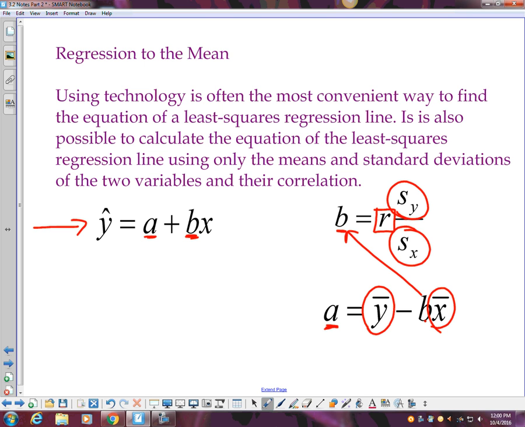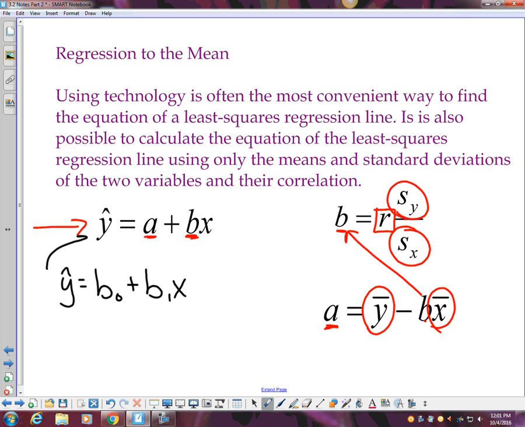Okay, now I want you to hit pause and find your formula sheet. And once you find your formula sheet, I want you to hit play again. Okay, now that you've got your formula sheet, look on the front, about halfway down on the left. You see y hat equals b sub 0 plus b sub 1 times x.